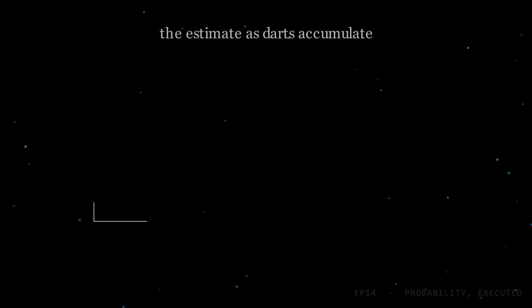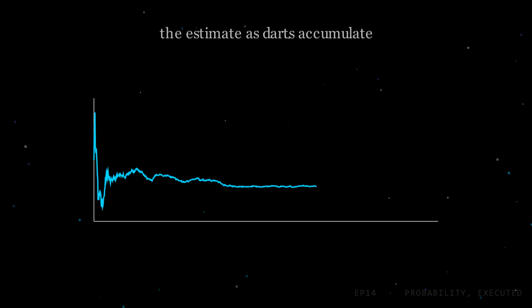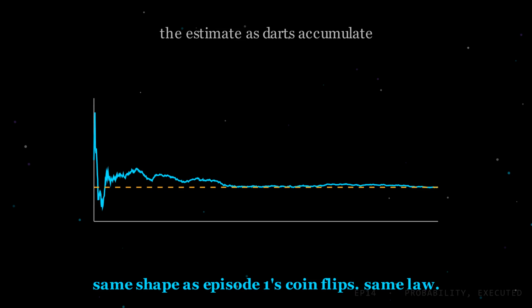Here's the estimate as darts accumulate. Wild at first, swinging well away from the true value, then tightening onto the dashed line. And this is the same shape we saw in episode 1 with the coin flips, and in episode 5 with sample means. It's the same law each time. Simulation converges, and the way it converges is predictable.